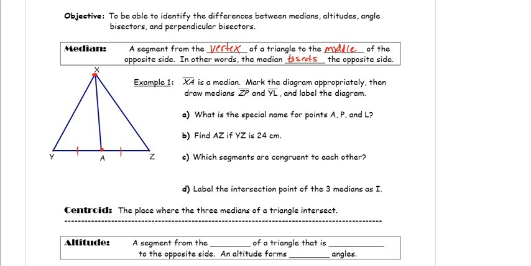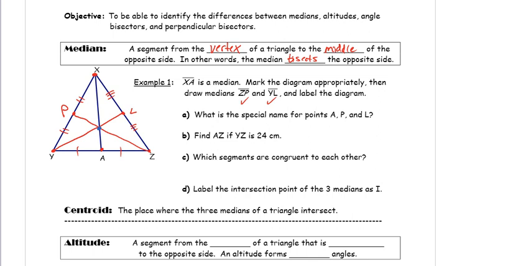Mark the diagram appropriately, then draw medians ZP and YL and label the diagram. So ZP, you only see a Z, so that means it's this other vertex, so we're now going to draw it and try and hit a midpoint on this other side. So we have this, and then we also have going back the other way, so we're going to call that ZP, and then YL is going to go from here back again. Try and get in the middle. It might not be perfect, but go ahead and try and get it back. And you'll notice that we intersected right there in the middle somewhere, which is right there.